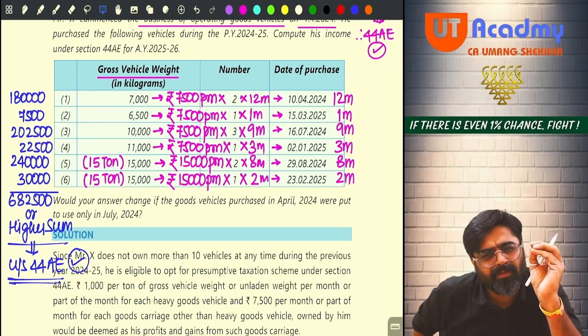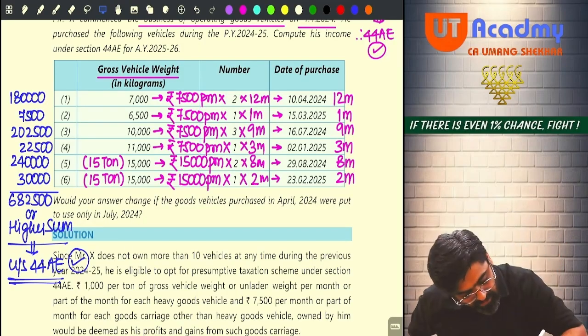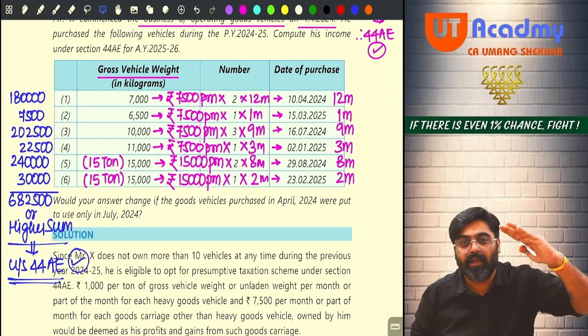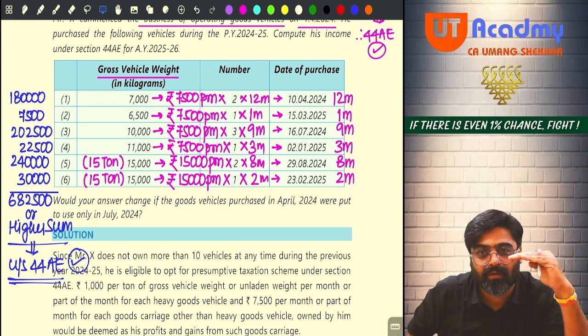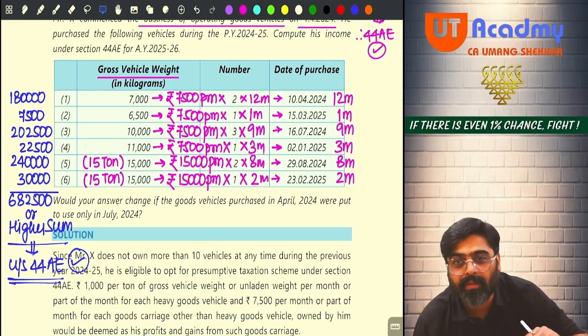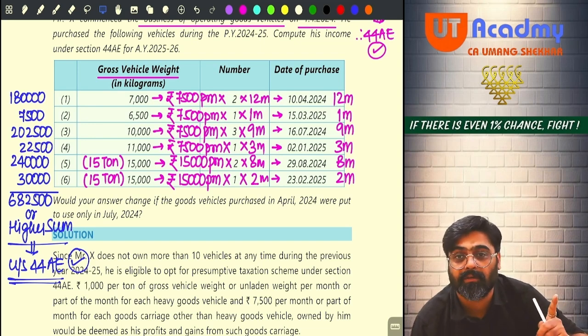I would have done a small thing. Here I would have given 2 vehicles. So till January, you were having 8, no? Now in February, you will buy 2. You will already be the owner of 10 vehicles as on March.